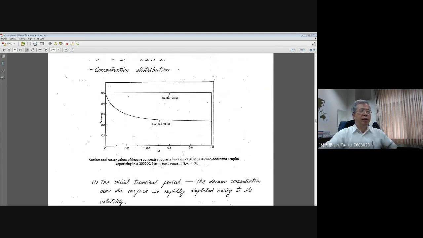Okay. Now the interesting thing is, look at the concentration distribution variation. Initially, they have 50% decane and 50% dodecane for the whole droplet. But when you ignite it, it has a diffusion flame that surrounds these two components of fuel.